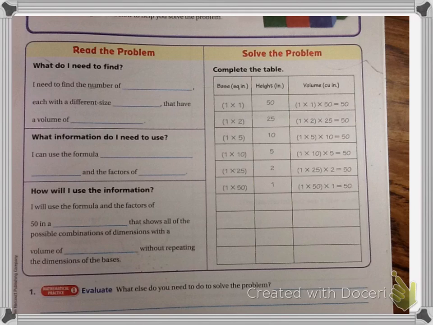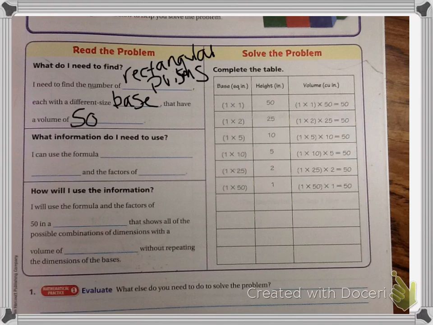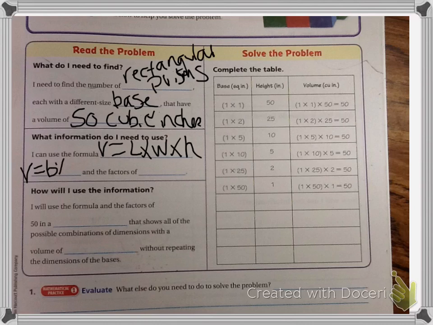So here, we need to figure out, well, what do I need to find? In our question, it told us we needed to find the number of rectangular prisms, each with a different size base, and that have a volume of a total of 50 cubic inches. What information do we need to use? We can use the formulas that we've been working with. So we know to find volume, it equals length times width times height. Or we could use our other one, volume equals base area times height, which is the same thing. And we need to use the factors of 50 because he has 50 1-inch cubes.